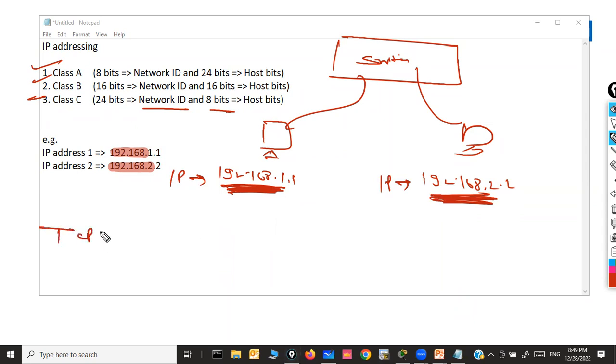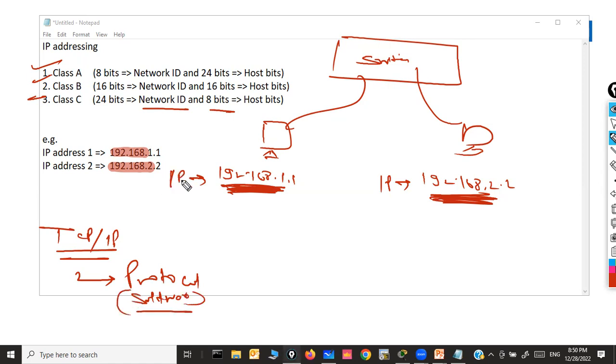But what about TCP/IP? TCP/IP is a protocol, a software, a program. So TCP/IP doesn't understand whether an IP address is class A, class B, or class C, or what the range is. It doesn't understand anything. So what happens here? We configure another value, which is known as the subnet mask.